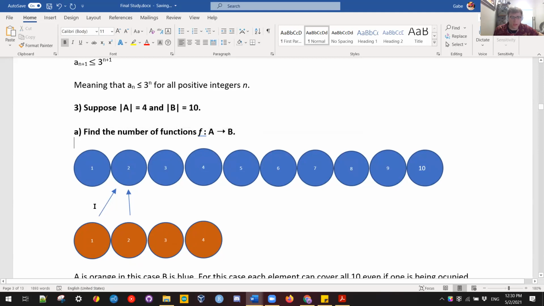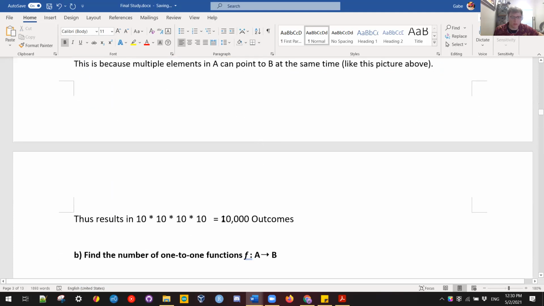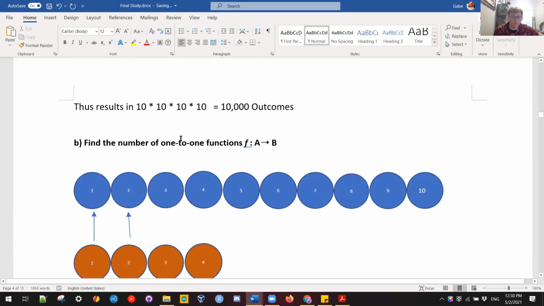So literally A could go to any of the elements in B. And there's 4 A elements. There's 10 B elements. Since anything can go anywhere, each element can go to all 10. And so you just do 10 times 10 times 10 times 10, and you get 10,000. And then if it's 1 to 1.